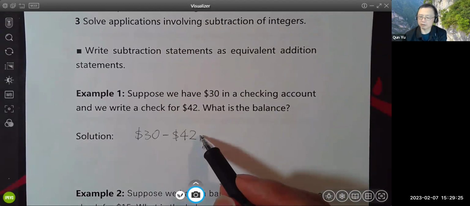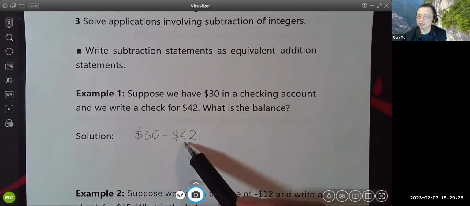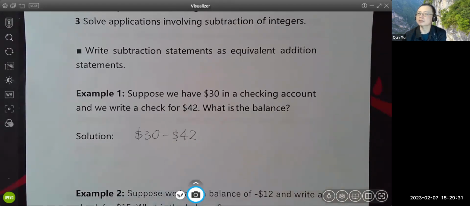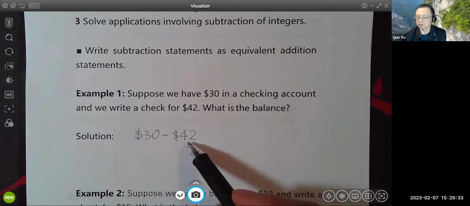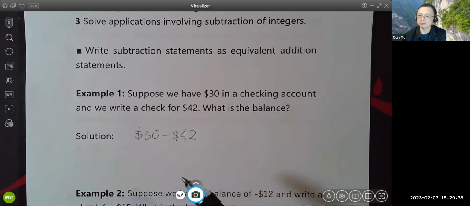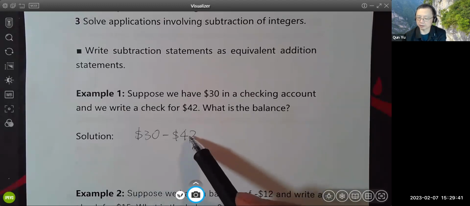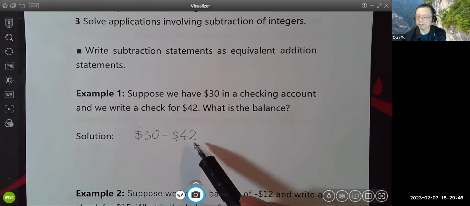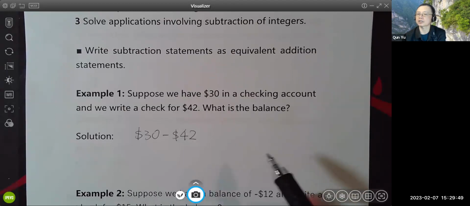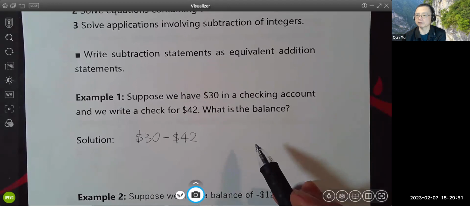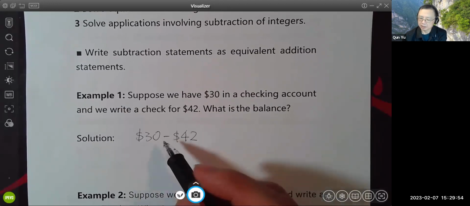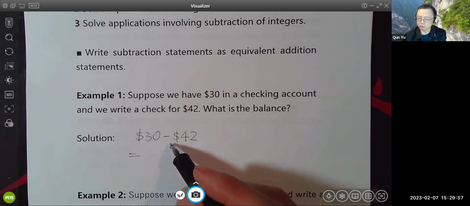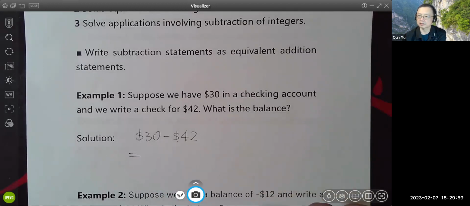But before we get our answer, we want to rewrite this one as an addition problem. We already know this one: 30 and 42 differ by $12. That means after you write the check, after this $42 is taken away from your checking account, your checking account will have a $12 deficit. That means negative $12 balance. But let's do it by changing subtraction to addition. So how do we do that?